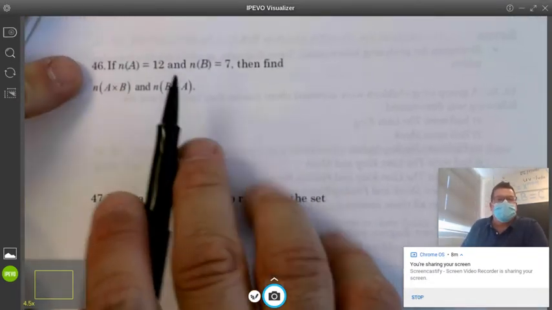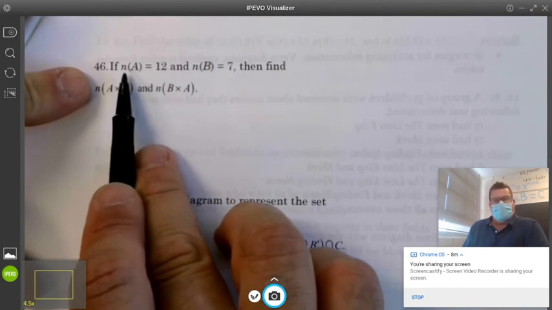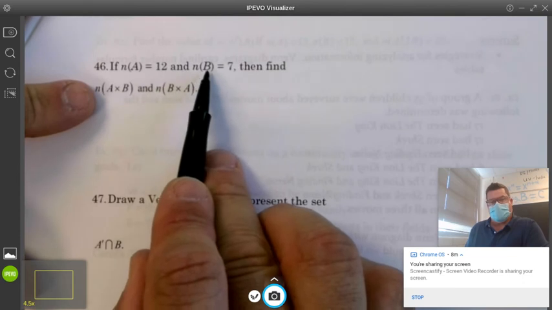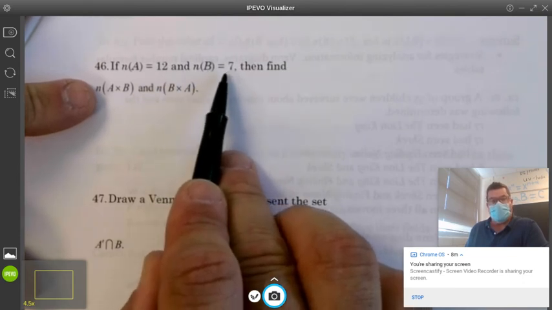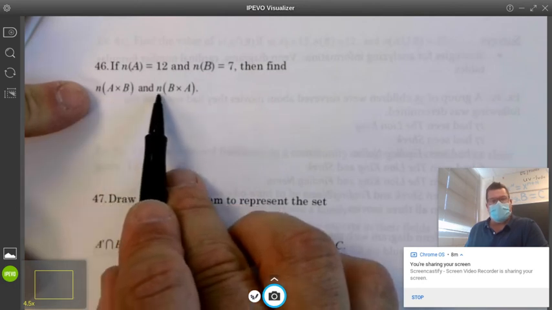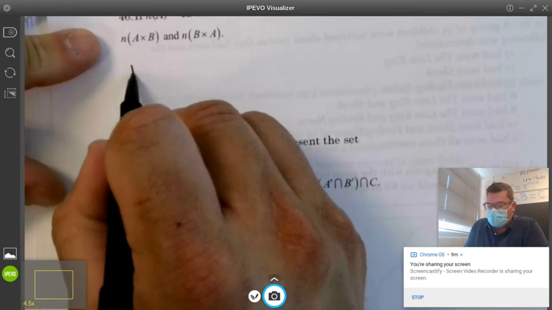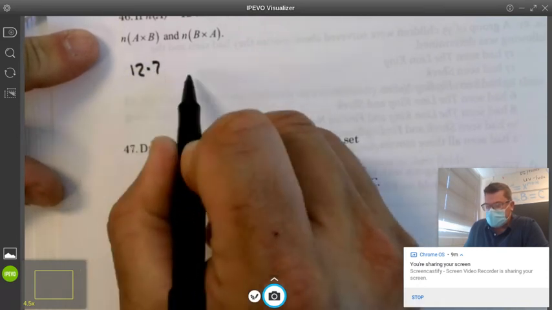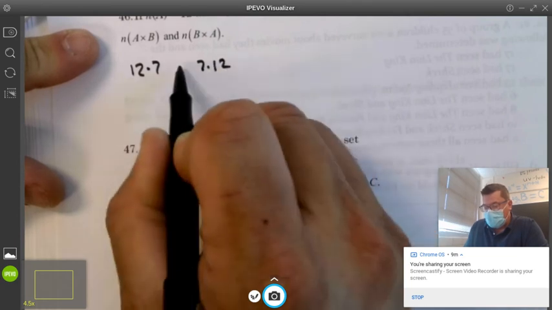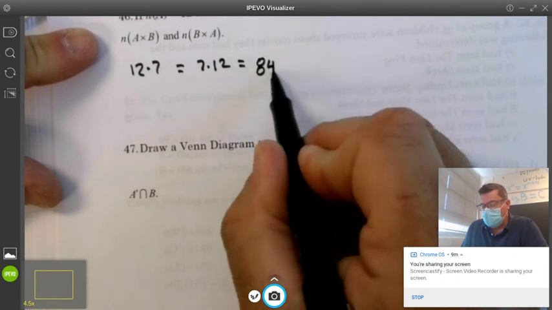Last problem. The number of terms in A is 12. The number of terms in B is 7. Then how many terms are in A cross B, and then how many terms are in B cross A? So we just take 12 times 7. Or we take 7 times 12. And get 84.